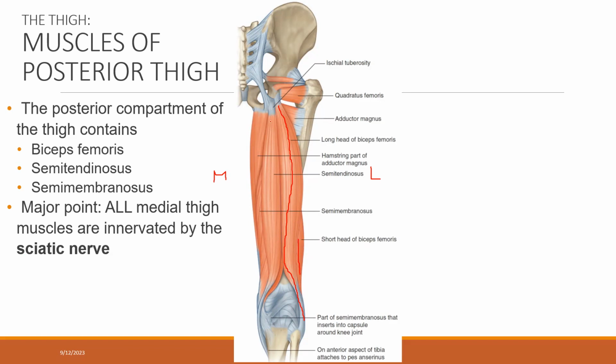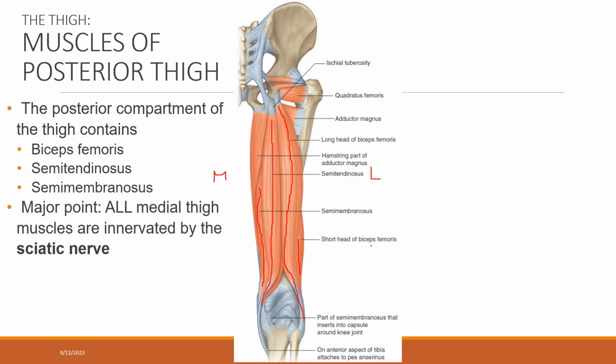And now on the medial side, you have 2 more muscles. The semitendinosus right here, because it's slender and looks like a tendon. So you've got semitendinosus, half tendon, if you will. And then after that, you have this flatter muscle right here, that is the semimembranosus muscle, which is deeper or more anterior than the semitendinosus muscle.